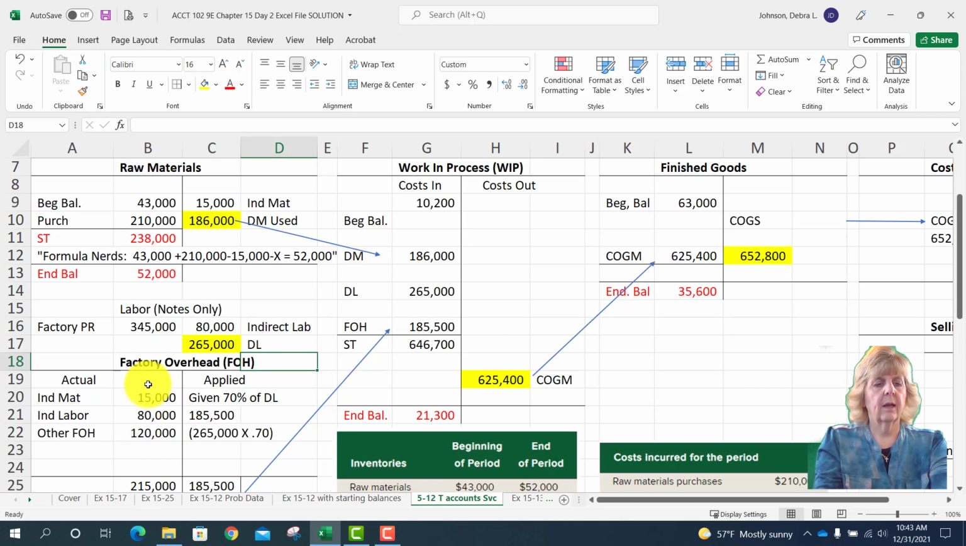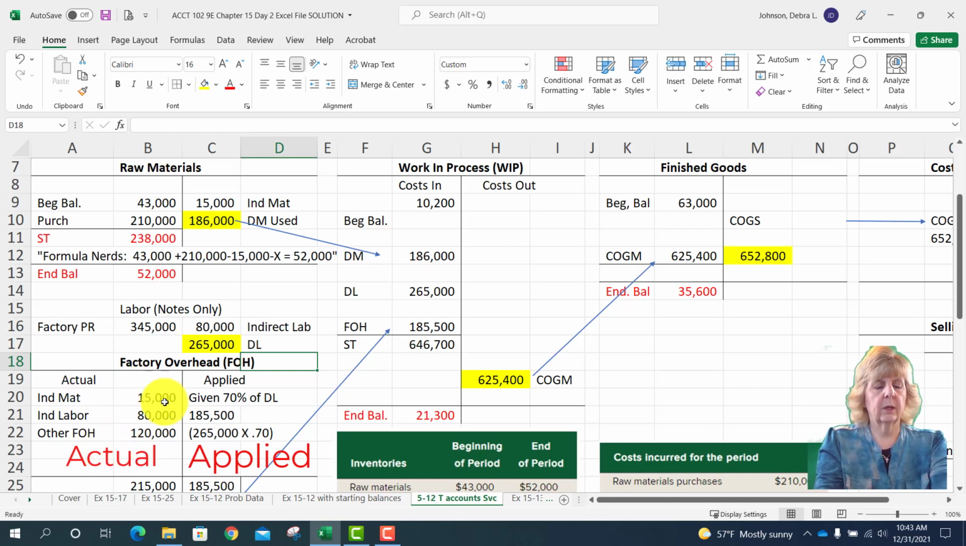We had actual overhead accumulating on the debit side, and it would be up to us to apply the overhead to WIP given that 70% rate of direct labor. Well, the author, in addition to the indirect material and the indirect labor charge, told us that there was 120,000 of other factory overhead indirect costs.